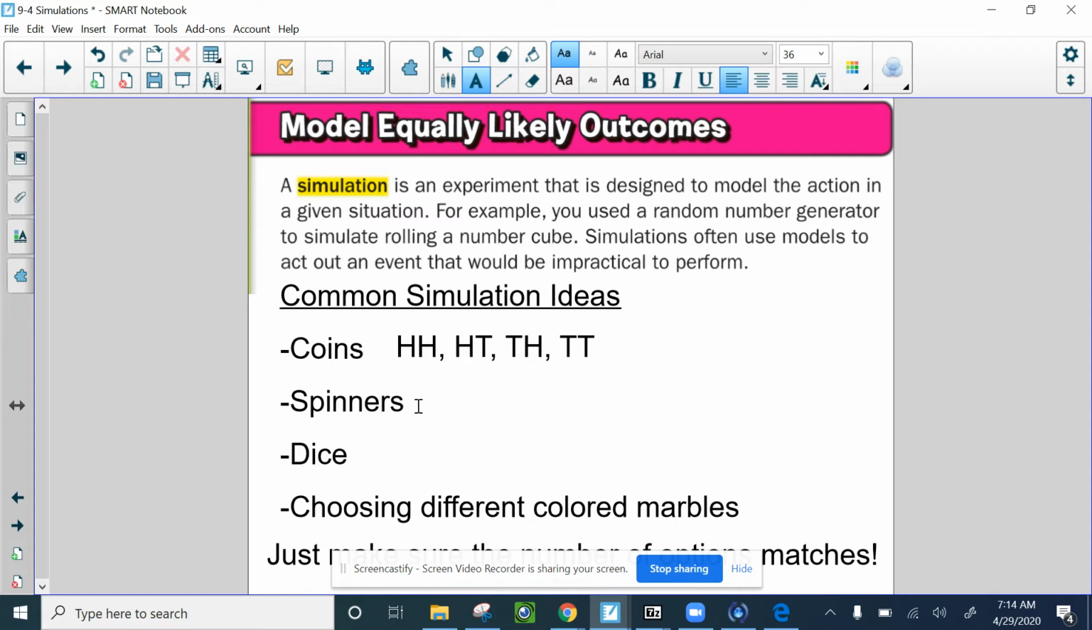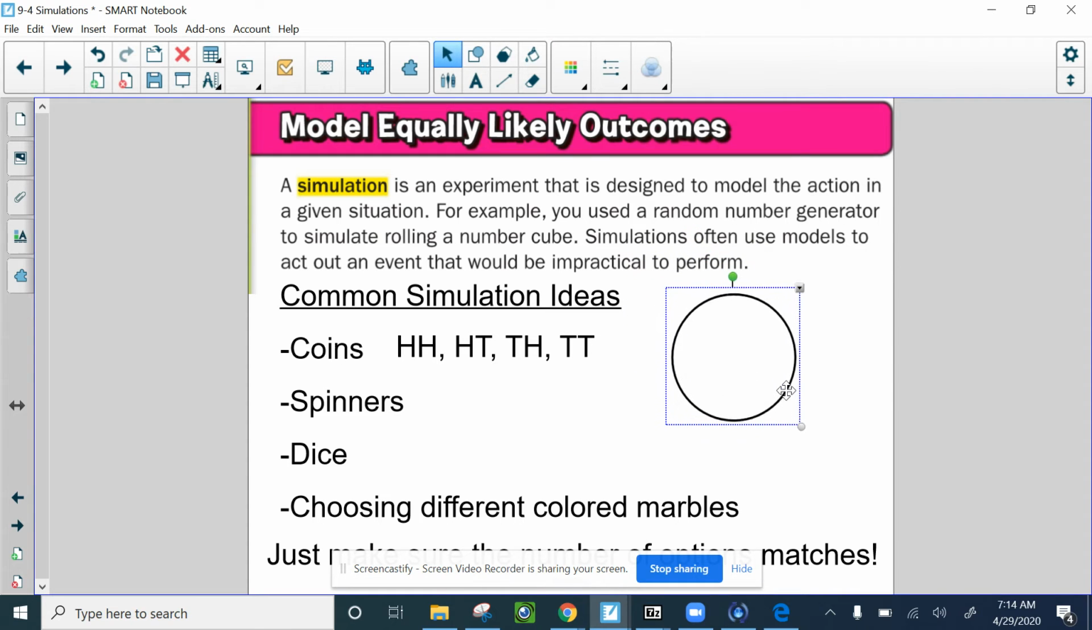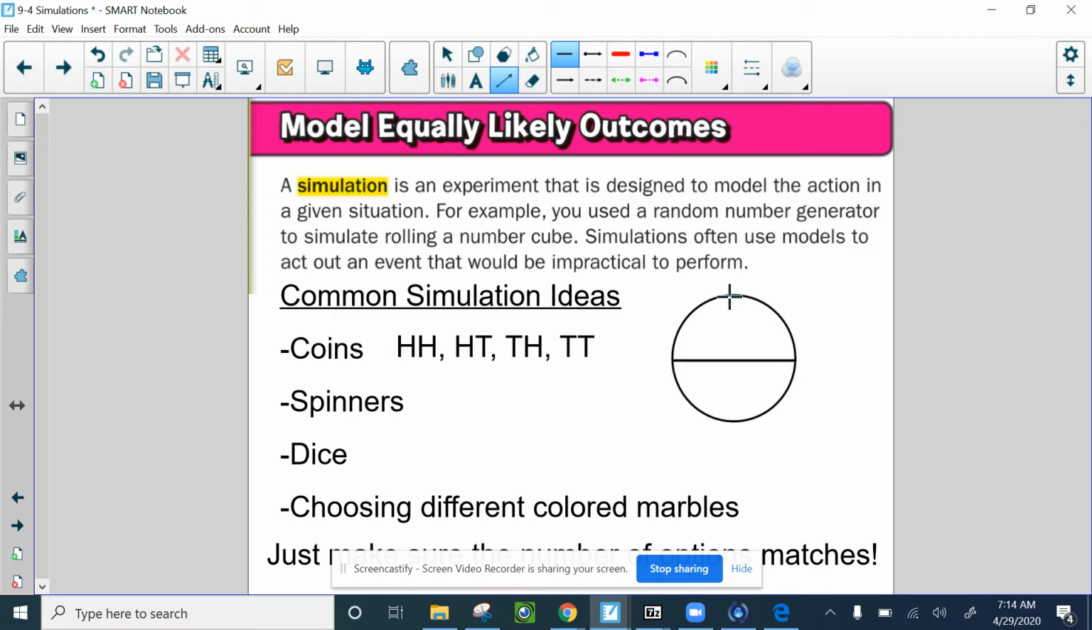I could design a spinner that is divided into four equal sections this time. I could have a quarter of the circle be A, a quarter be B, a quarter be C, and another quarter be D. Again, I want to have four different outcomes and I need to make sure that they are all equally likely to happen, so they all have the same exact size. I'll come back to dice in a second.